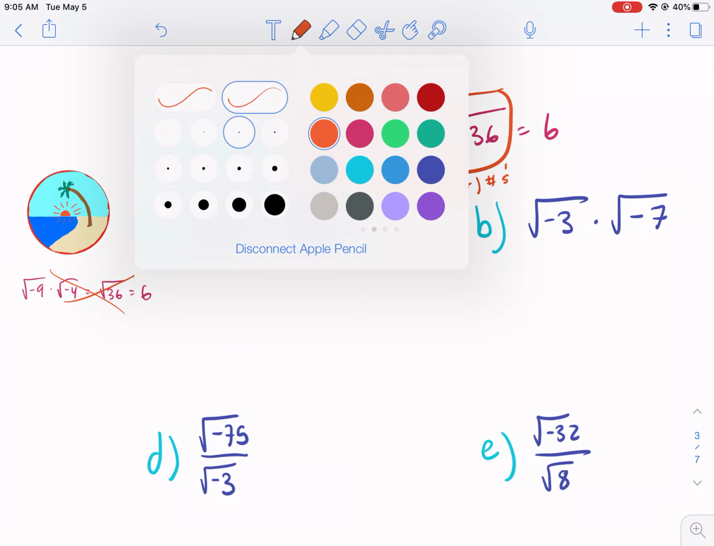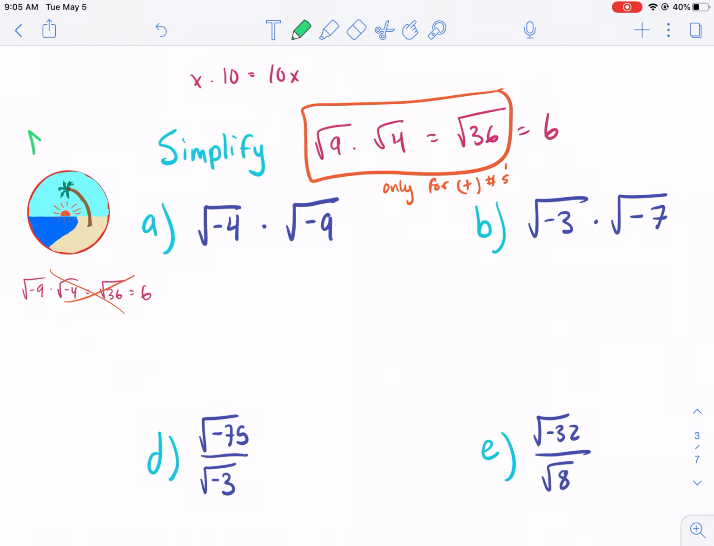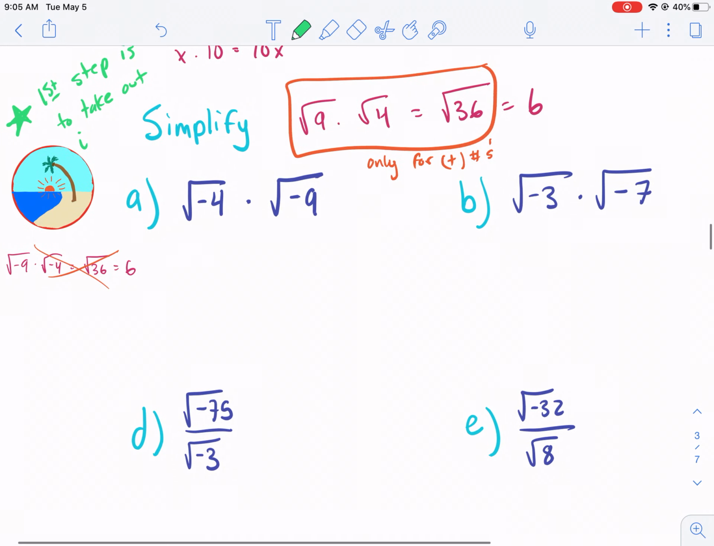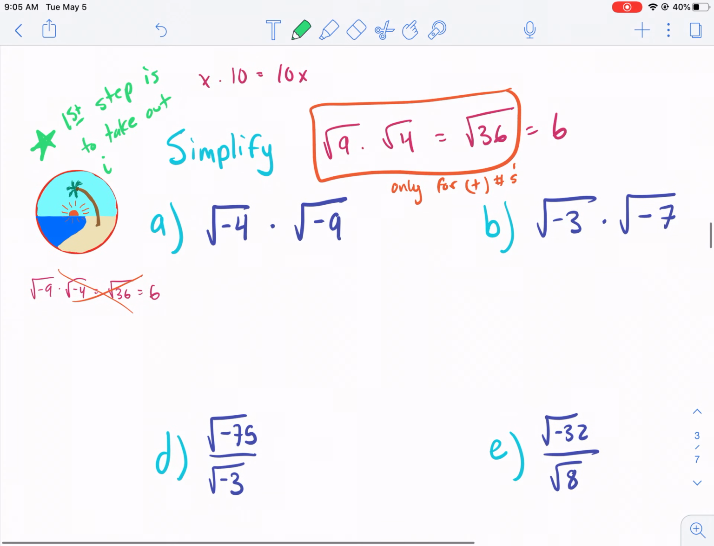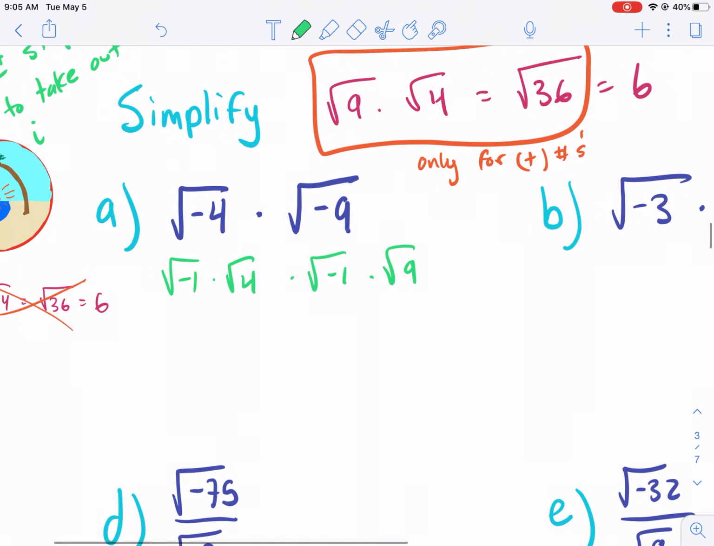The first step in handling these problems, and all problems with imaginary numbers, is to take out i. So we're going to take the i's out first. I know that sounds like a violent, military move or something like that, but we're trying to simplify here, and that's the most efficient way, taking the i's out first. So here we're going to break this down just like we did before into its negative radical component and its positive radical component. So we have negative square root of negative 1 times square root of 4 times square root of negative 1 times square root of 9.